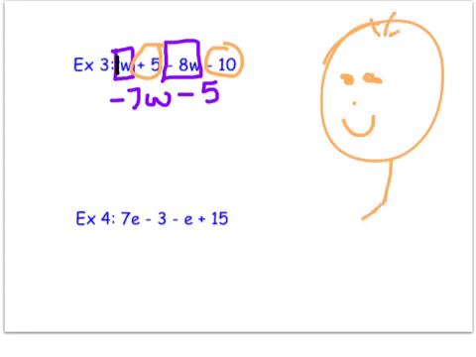Okay, let's do the last one together. Alrighty. I've got 7E minus 3 minus E plus 15. Okay, so I can go ahead and I'm going to box these. I'm going to box 7E. And what looks like 7E? Well, minus E. And what number can I put in front of there? I can put a 1.